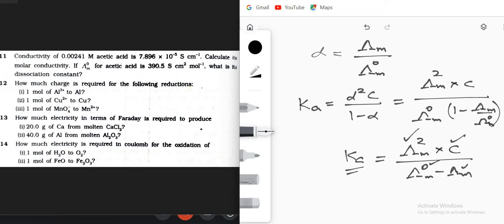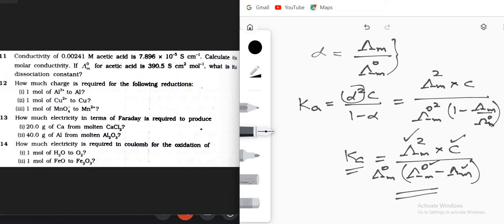One second, I'm sorry, here I missed lambda naught square. One lambda naught will be there outside, because in the numerator we have alpha square. If I take the square, I'll get lambda m square by lambda m naught square in the denominator. If you substitute all these values and simplify, you will get this formula. So this is the formula we are going to use to calculate Ka.